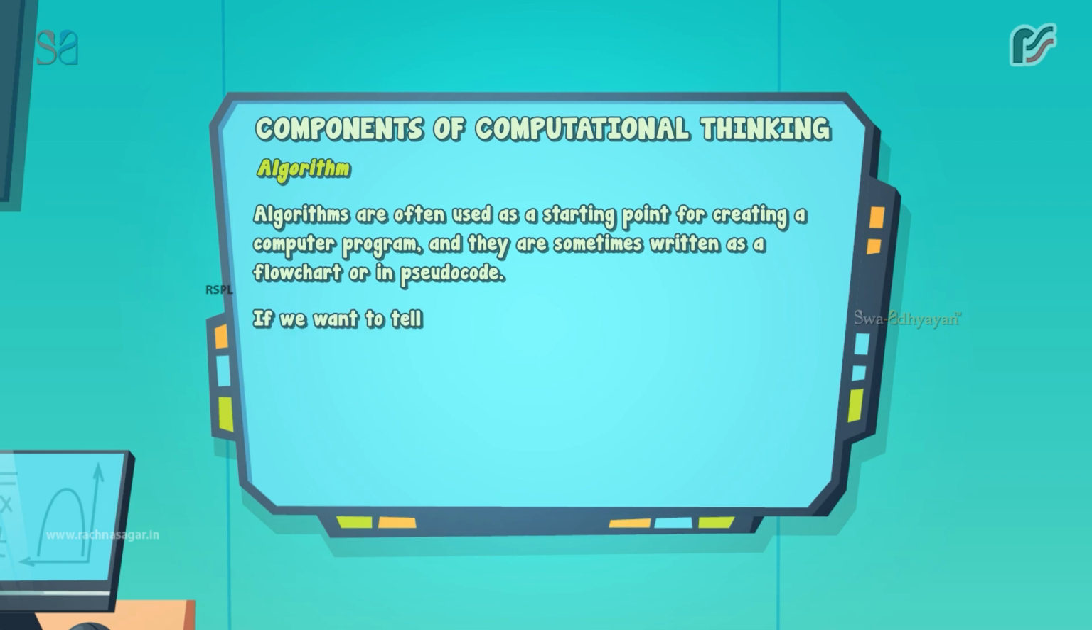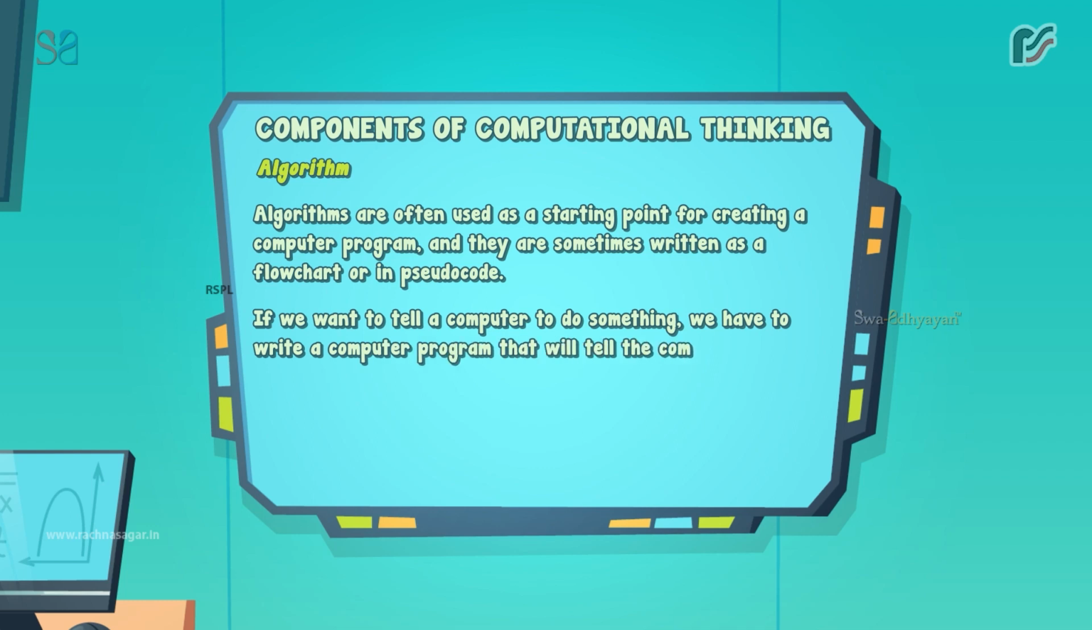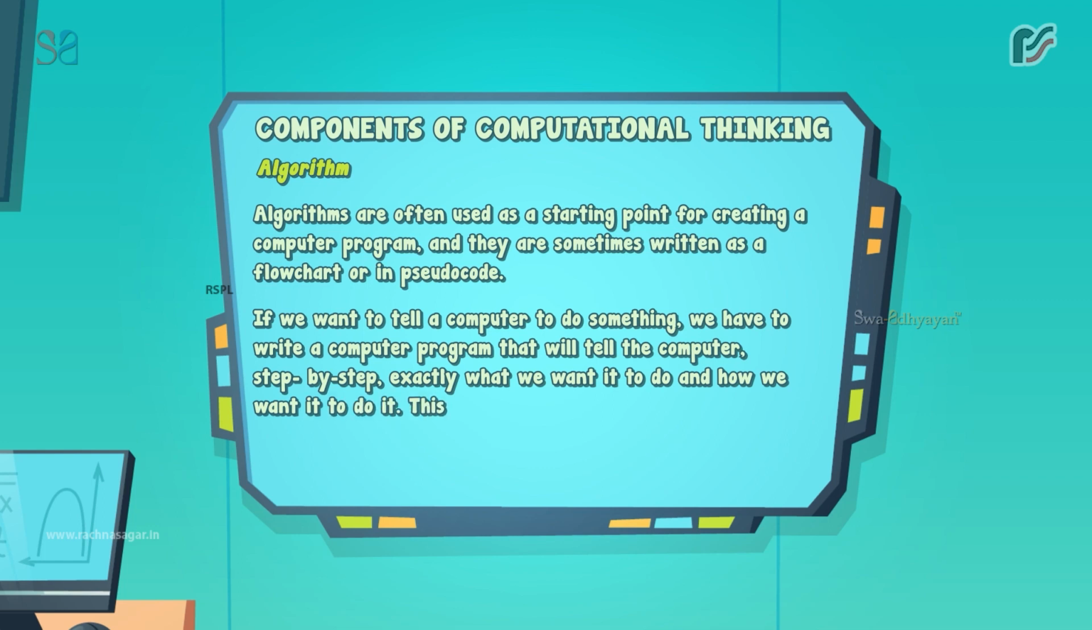If you want to tell a computer to do something, we have to write a computer program that will tell the computer step by step exactly what we want it to do and how we want it to do it. This step-by-step program will need planning, and to do this, we use an algorithm.